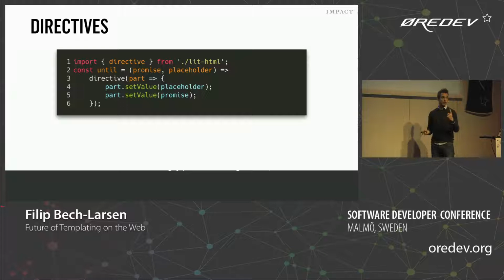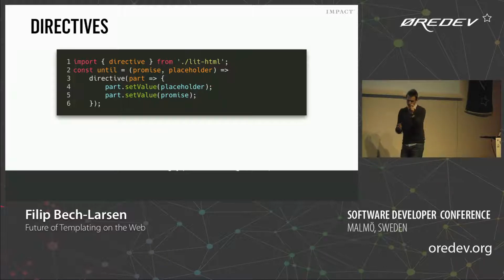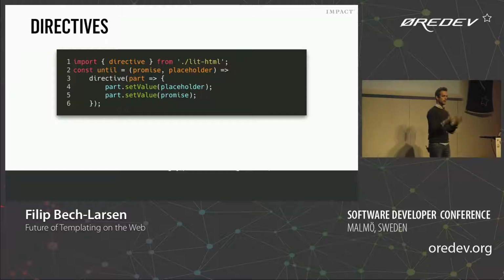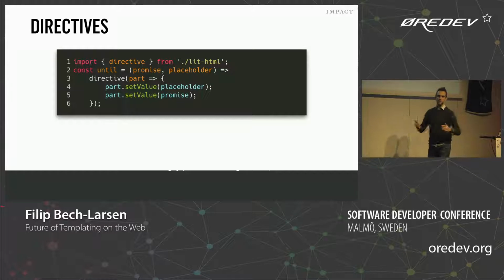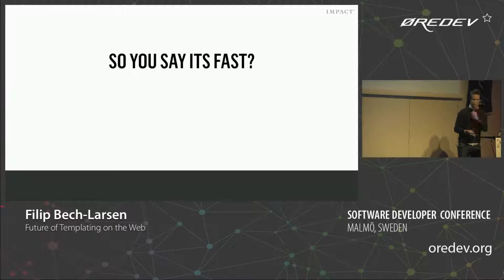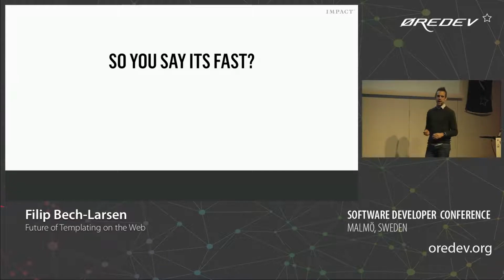The directive only has one API. The directive is called with the part, which is the hole in the template, and the part just has one API, which is setValue. So here I'm just setting it to the placeholder. That activates the DOM, and then I'm setting it to the promise right after that, because then we know that whenever the promise fulfills, it's going to do its thing and put it in. So pretty cool stuff. This is very powerful. This is a very simple example, I know, but you can extend this in pretty powerful ways if you want to.